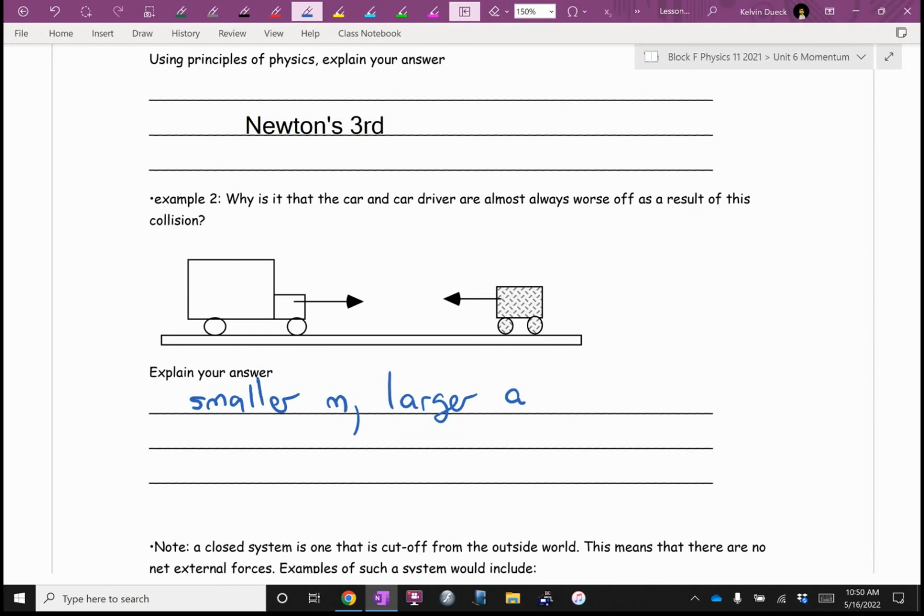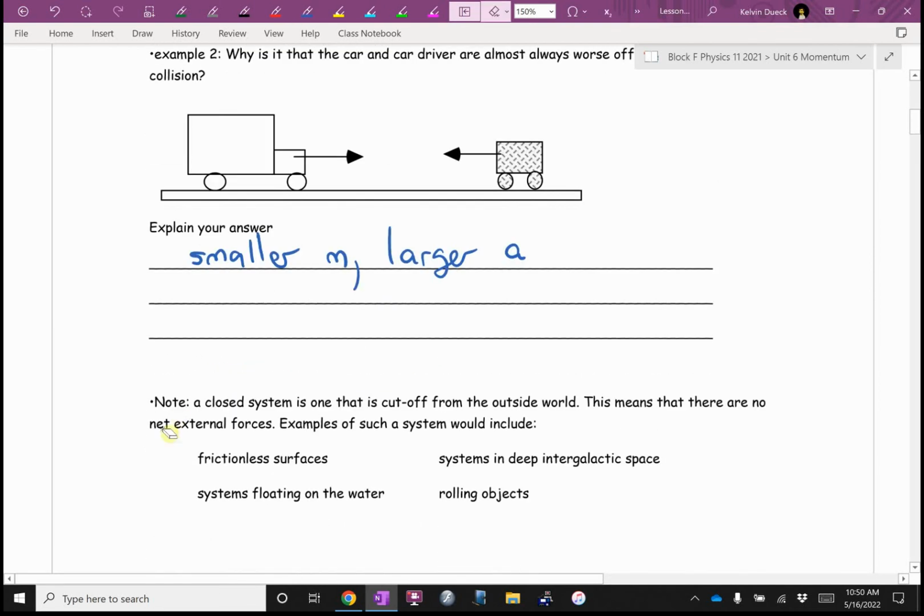A system like this, say 2 cars, 2 vehicles crashing, a collision, we call this a closed system. What's a closed system? It means there's no outside external forces. Nothing from off the page is pushing on it. Eric, some good examples of closed systems. Frictionless surfaces like curling rocks are a good example of a closed system when they collide. Deep intergalactic space away from any other planets. So you'd have to be out of the sun's gravitational field, out in the middle of space, away from any stars and any planets.